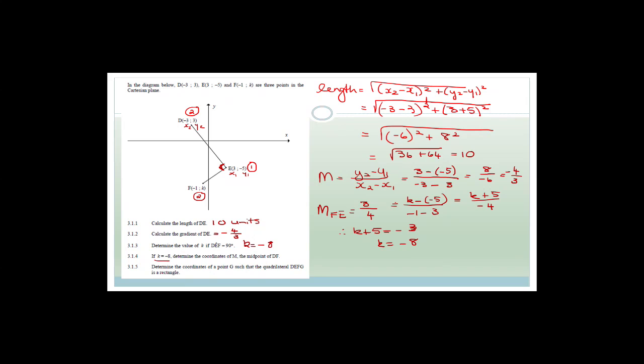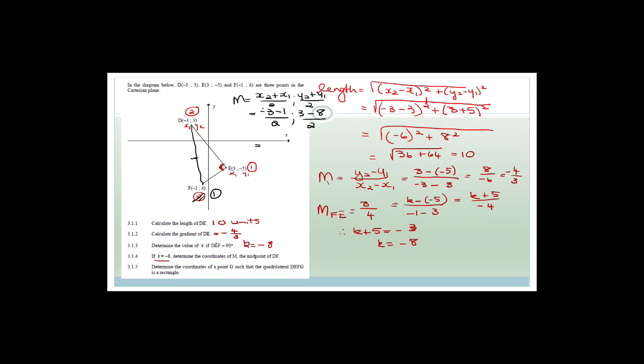Okay. Now it says, if k is equal to negative 8, ta-da! Determine the coordinates of M, the midpoint of DF. So if we draw a line from D down to F, we need to find that midpoint. The midpoint formula is x2 plus x1 over 2, y2 plus y1 over 2. We're working from D to F. It doesn't matter that these are both 2, we can make this 1 this time. So we've got minus 3 minus 1 over 2, then 3 minus 8 over 2.